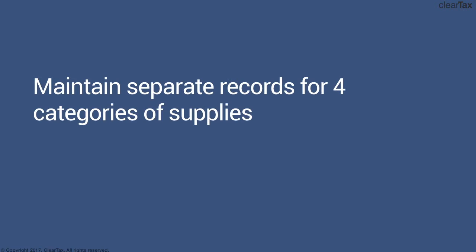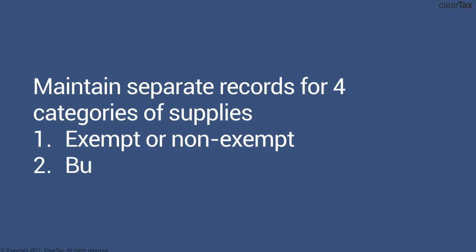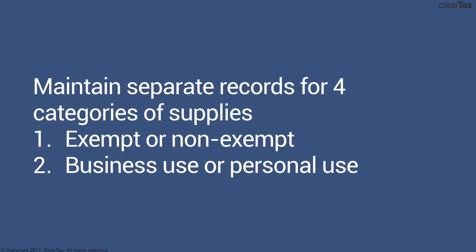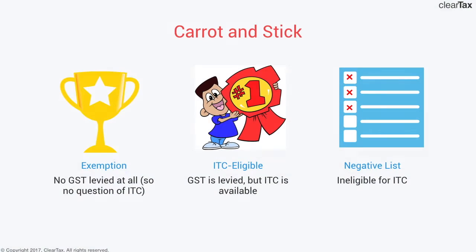Before we go into the details of proportionate credit, I want you to keep in mind this one very important point, that any business will have to maintain separate records for 4 categories of supplies: exempt, non-exempt, business use, or personal use. Supplies that are used for outputs that are exempt or non-exempt, supplies that are used for business or for personal use. Why is this?